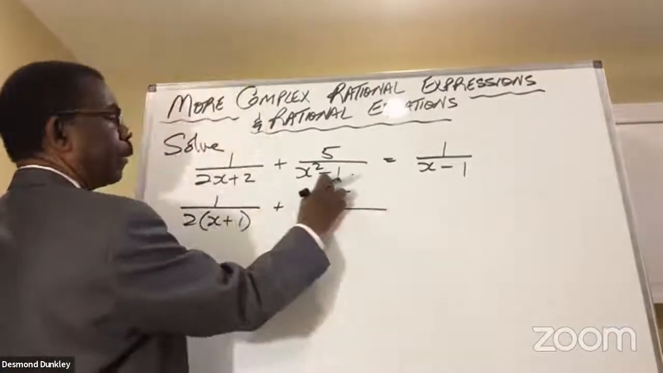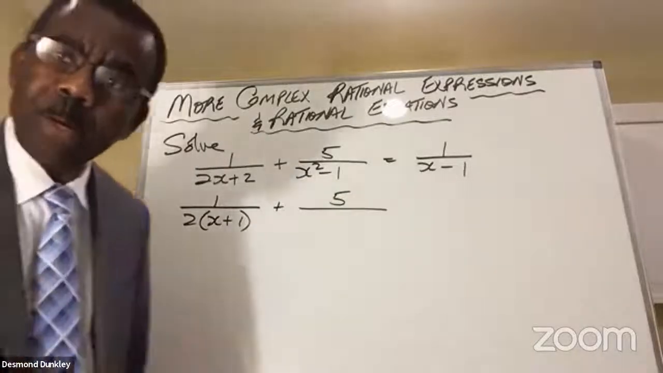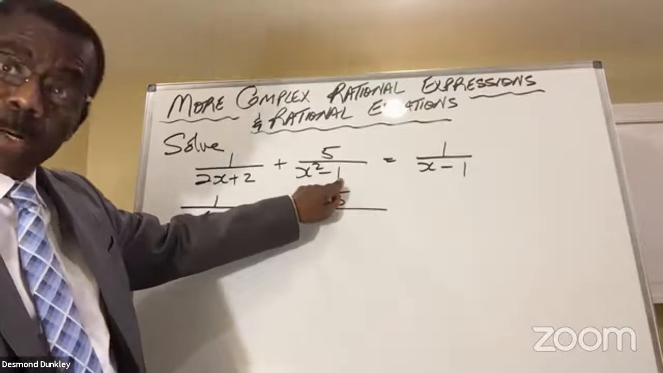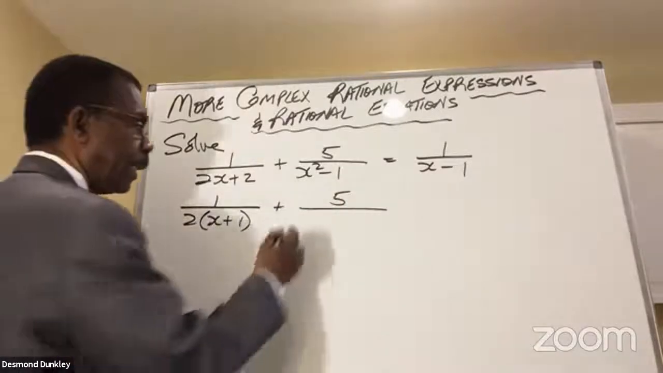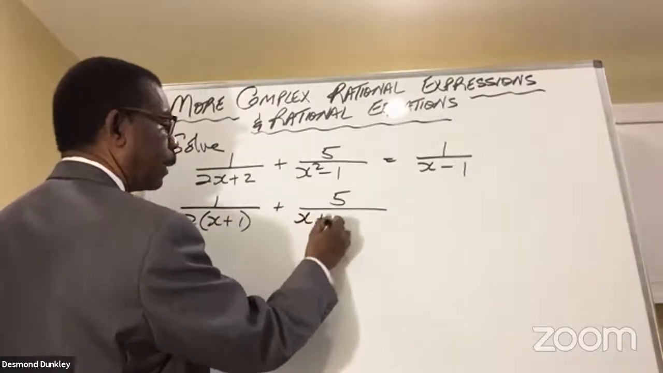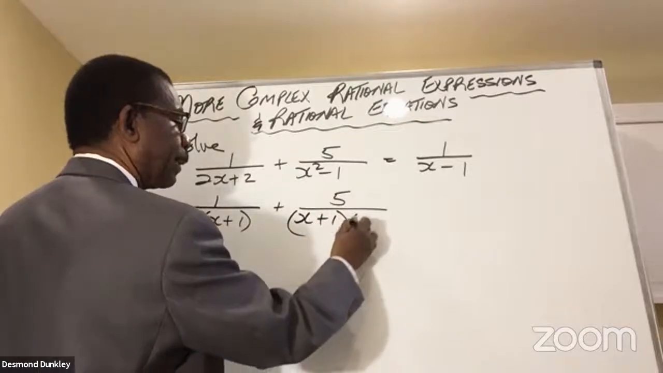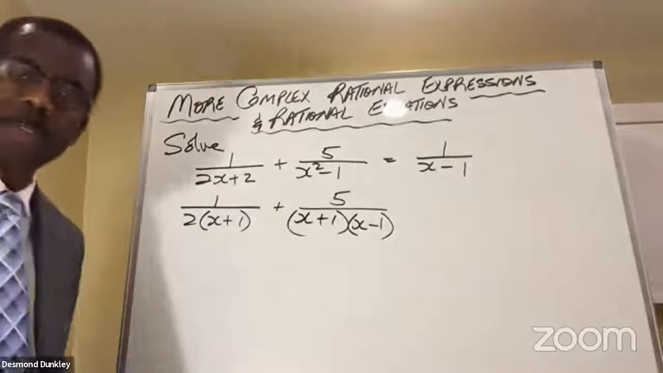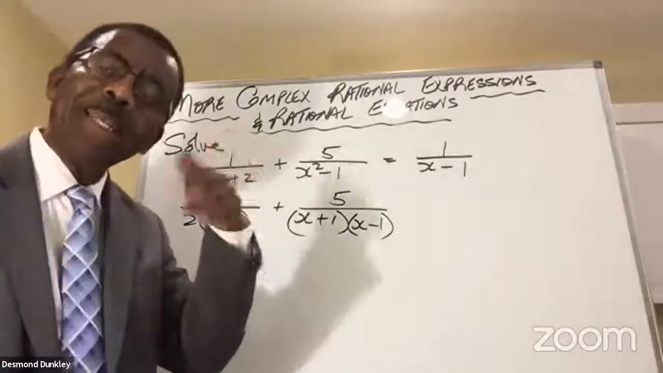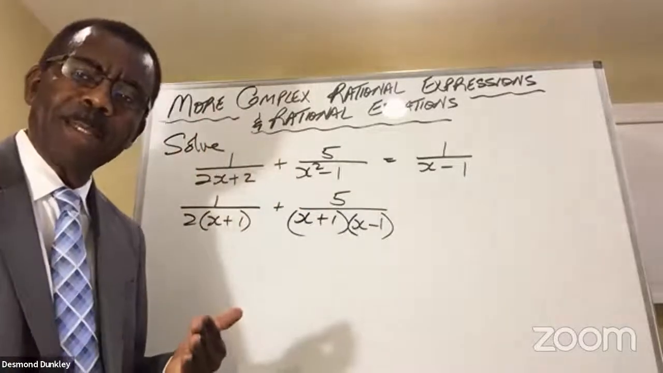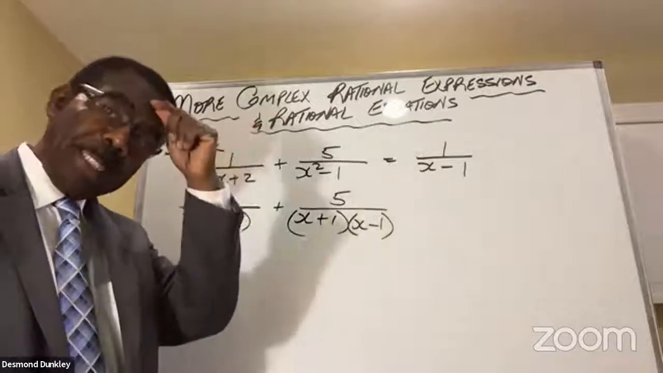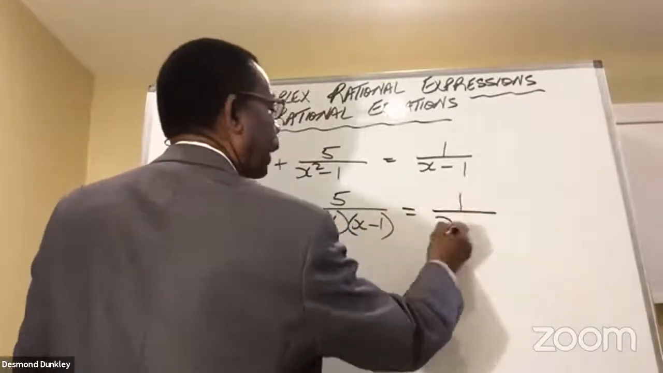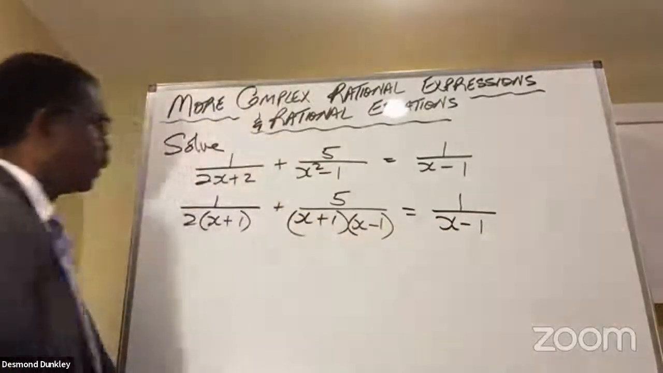if you look at this, you realize that it's a difference of squares. It's x squared minus 1 squared. So it's actually x plus 1 times x minus 1. That's what that is. If you didn't see that, then you would not be able to simplify it properly. But once you see it, it becomes easy for you. Equal to 1 over x minus 1.